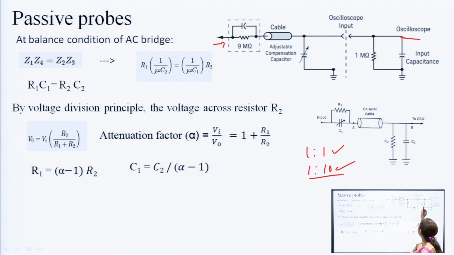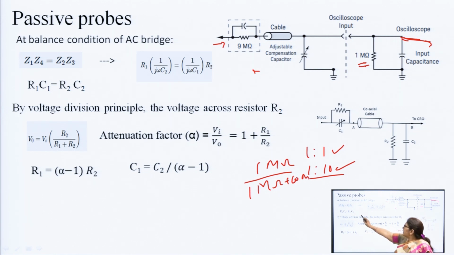1:10 probe means suppose the CRO input is here. This resistance is 1 mega ohm and this resistance we will select as 9 mega ohm. Suppose we want to measure the voltage across this because this is connected to the CRO. So, the voltage at the input of the CRO will be 1 mega ohm divided by 1 mega ohm plus 9 mega ohm, that is 1 divided by 10. This is as per the voltage divider rule.